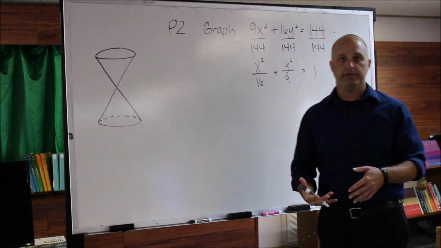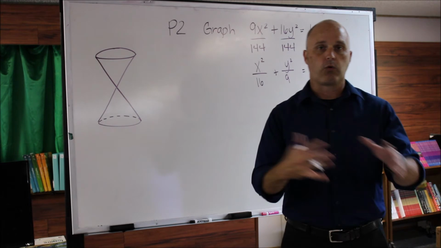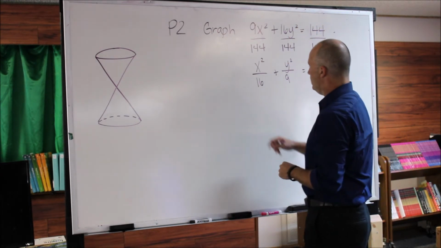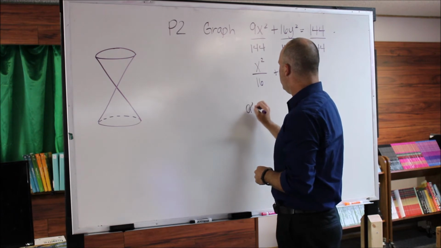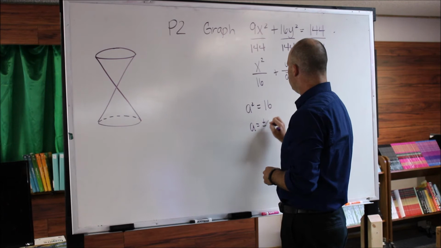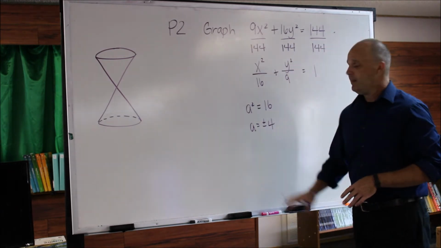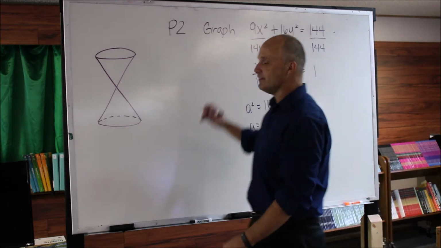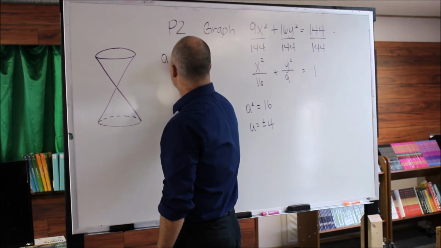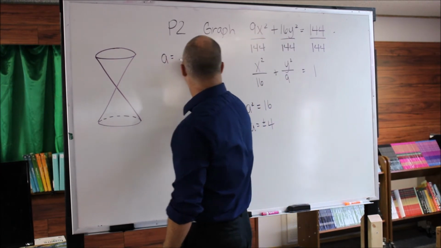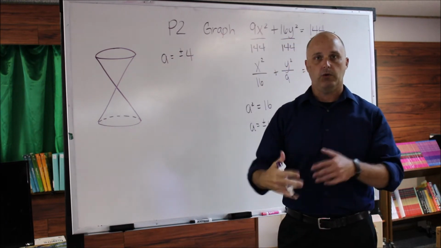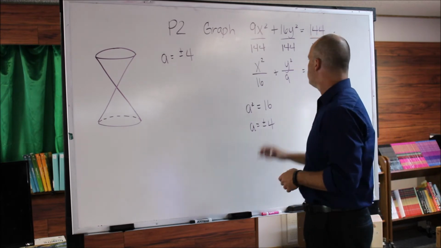Now the next thing that we're going to do to figure out how we're going to graph this is to take the square root of 16. So a squared is equal to 16. So that tells us that a is equal to both plus and minus 4. Okay? Now we're going to write this down because this is going to be our horizontal stretch right here. So a is going to represent the horizontal stretch, and that's going to tell us to go plus or minus 4 units away from the center of our ellipse.